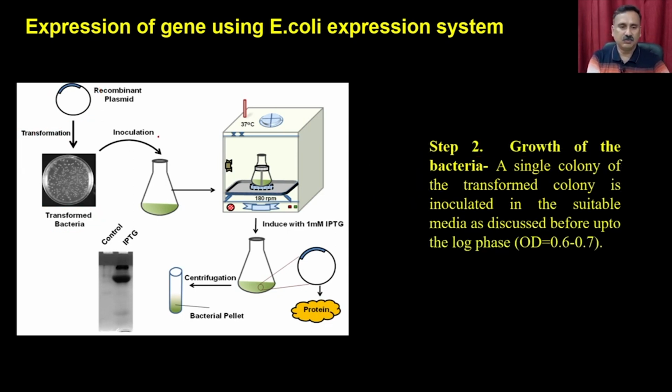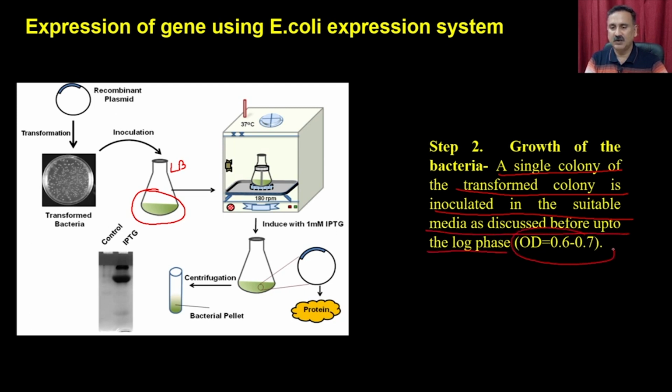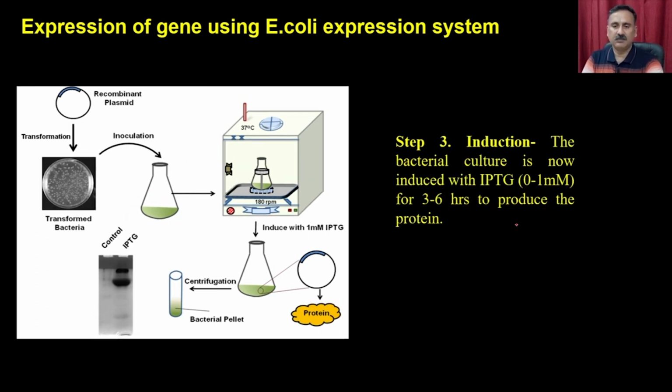You are going to inoculate a single colony into a suitable bacterial media such as LB media, and allow it to grow in a 37 degree incubator. So a single transformed colony is inoculated into a suitable media, and it grows up to a log phase, such as an OD of 0.6 to 0.7. And then you are going to induce.